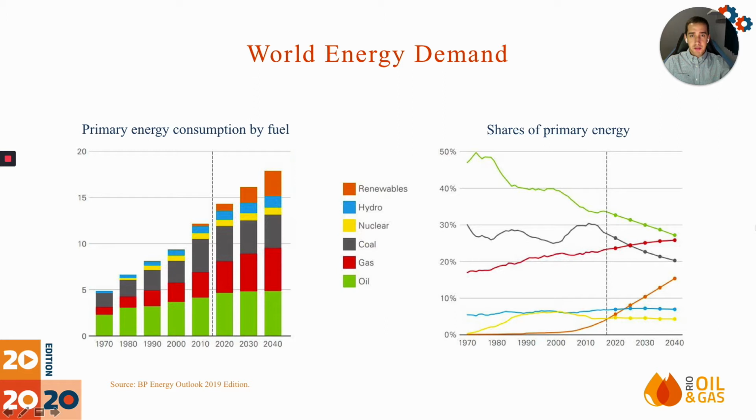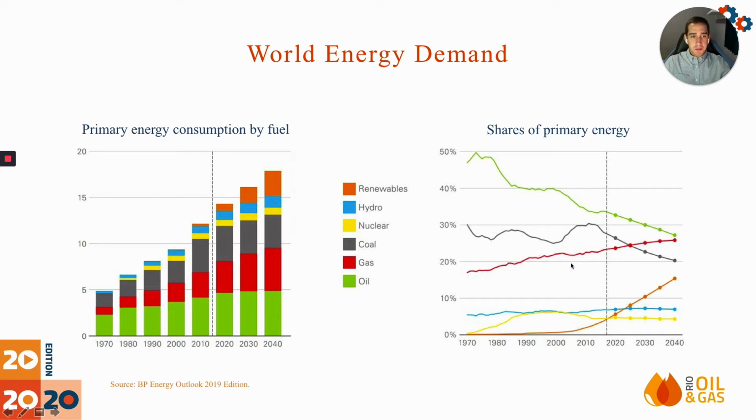So first we need to think about the world energy demand. Here we have two images from BP Energy Outlook, and in the first one we have the primary energy consumption by fuel, and then the second one is shares of primary energy. We have the oil in green and the gas in red, and we can see that for the years both of them are going to increase.